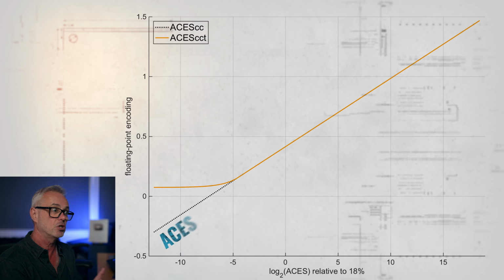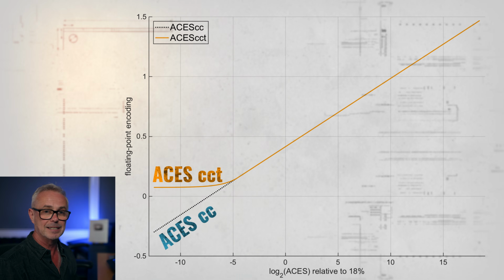So what's the difference between the two? ACES CC was the original ACES. It has a slightly lower shadow point than ACES CCT. So ACES CCT has a slightly lifted toe, which means it's a little bit easier to control. I prefer using CCT. I think most people work in ACES CCT, but the two options are there.